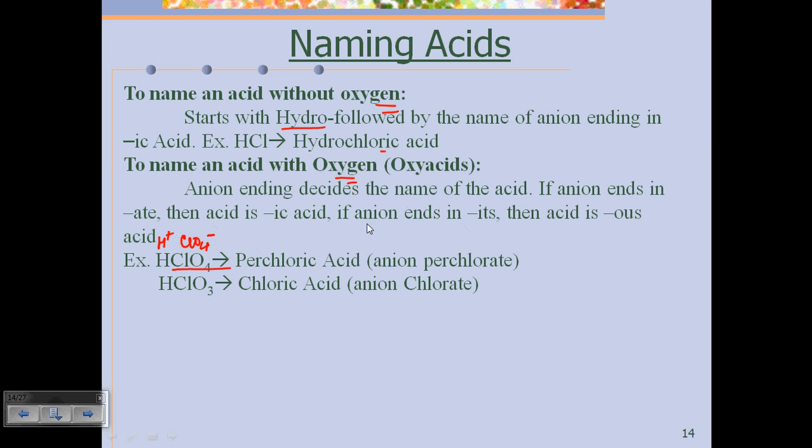If the anion ends in ate, then you name your acid ic acid. If the anion ends in ite, then you name the acid as us acid. For example, here ClO4 minus is perchlorate, so you'll name it perchloric acid. ClO3 minus is chlorate, so you name it chloric acid. There is no hydro as prefix that is used in oxyacids. It's only for non-oxygen containing acids.